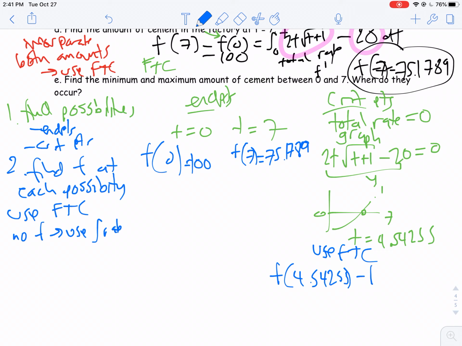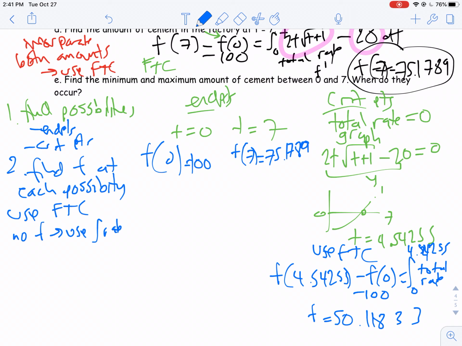So when I find f of 4.54255, well, that minus f of 0 is equal to the integral from 0 to 4.54255 of that total rate. And again, this is like you've seen before. You have the same initial conditions. This is still just minus 100. So you just do second enter to bring that back up, and then all you have to do is change the bounds. Right, so when we change the bounds here, now I'm going to use 4.54255. Okay, and that's going to give me an f value there of 50.11833.